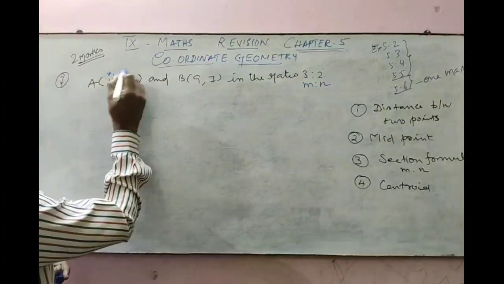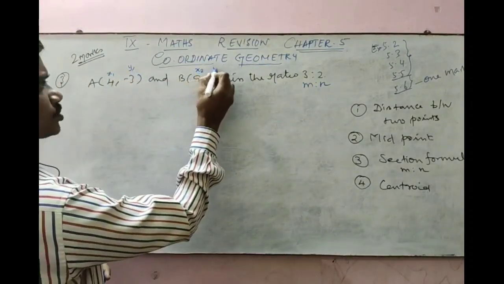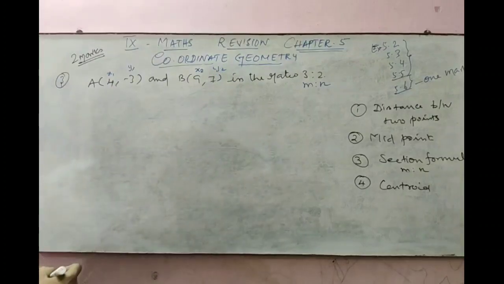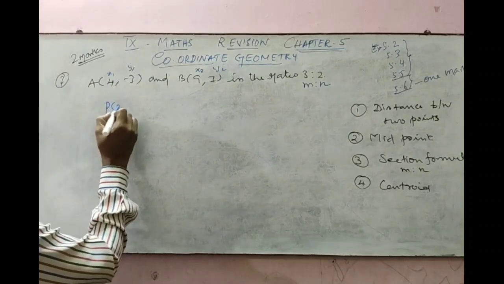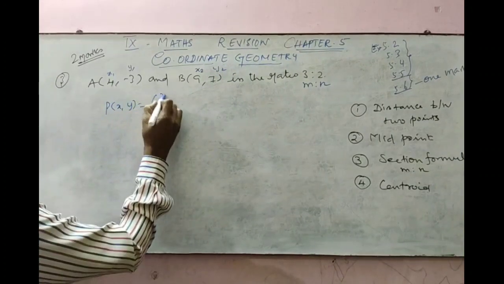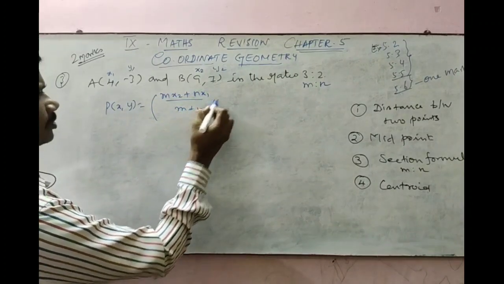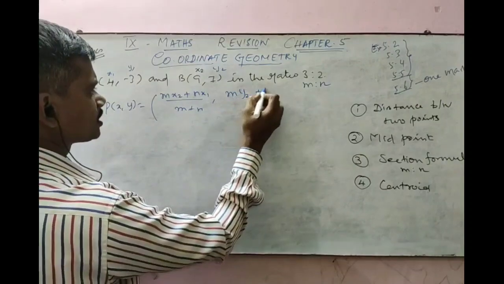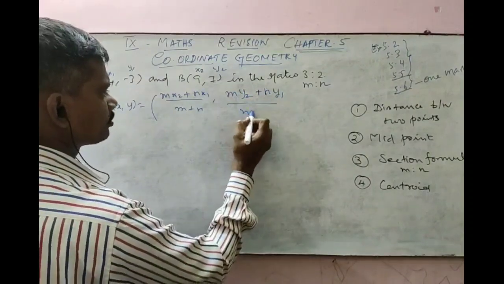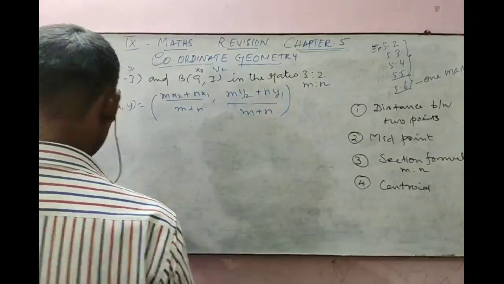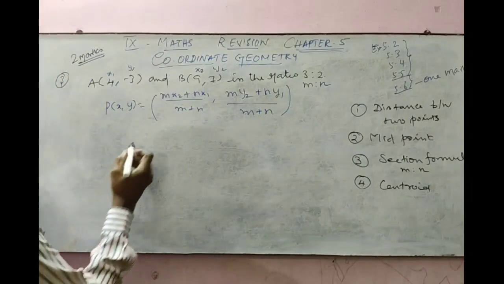Here this is x1 comma y1. The second point is x2 comma y2. The formula to find the section formula, that is P of x comma y is equal to mx2 plus nx1 by m plus n comma my2 plus ny1 by m plus n. So using this formula you can do this sum.